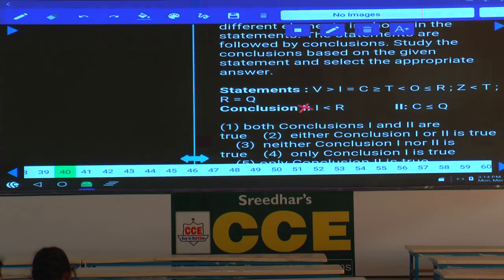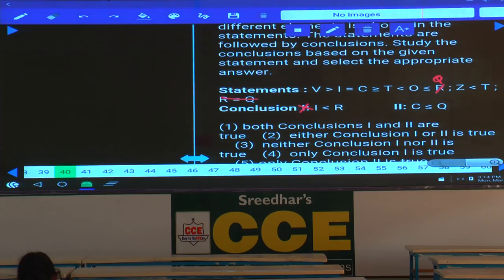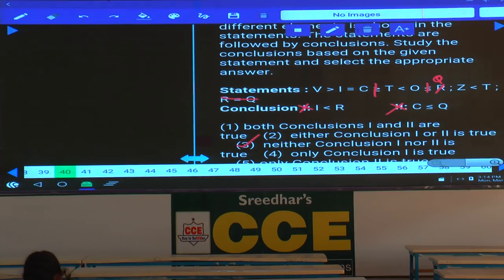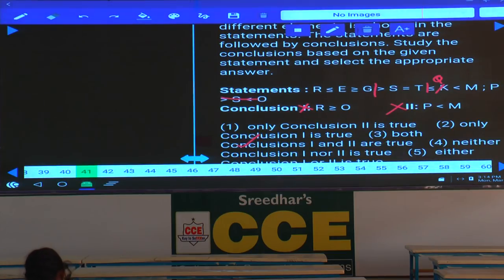Then coming to the second, C and Q. C is here and Q is here. Now in the place of R, you can take it as Q, since R equals Q. Now the relation between C and Q is what? C greater than and lesser than, two opposite symbols. This is also false. Hence neither 1 nor 2, that is choice 3 is the answer. Question number 40, choice 3.